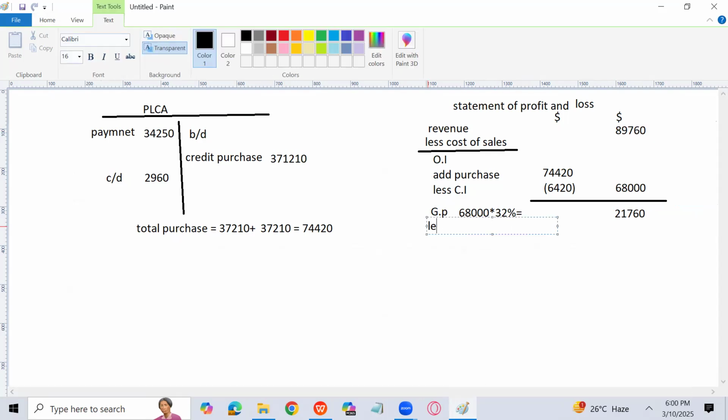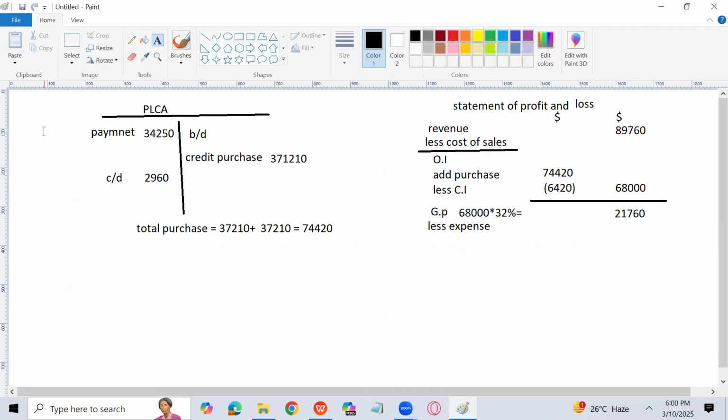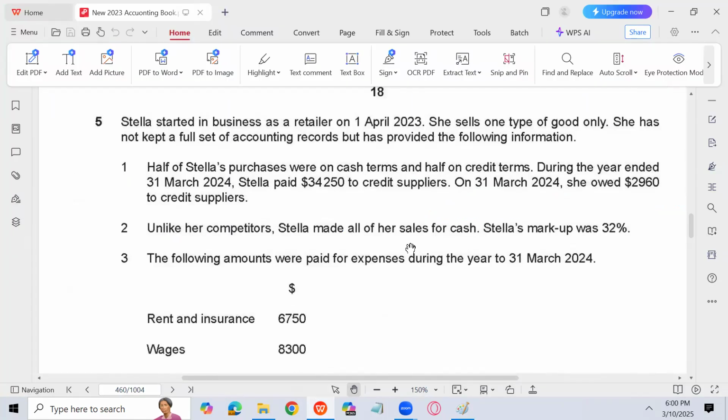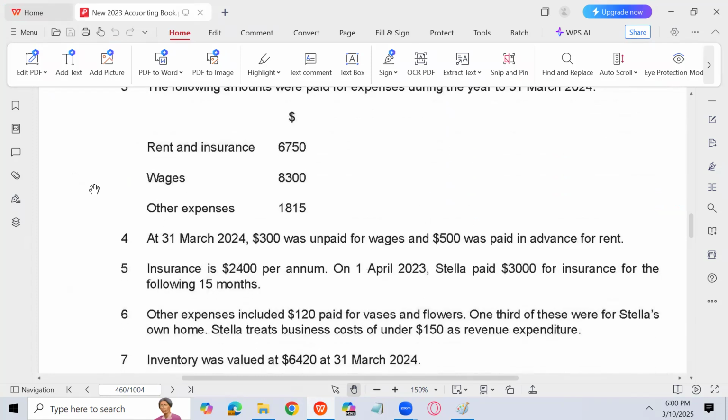Now, up from gross profit, we have to subtract the expenses. So let's subtract the expenses from the gross profit. The first expense I'm going to write, if we look at the question, rent and insurance, but it is given that the rent and insurance 300 for wages have been unpaid, which is added in purchases, and 500 was paid in advance for rent. So 6750 and prepaid rent 500 will be subtracted.